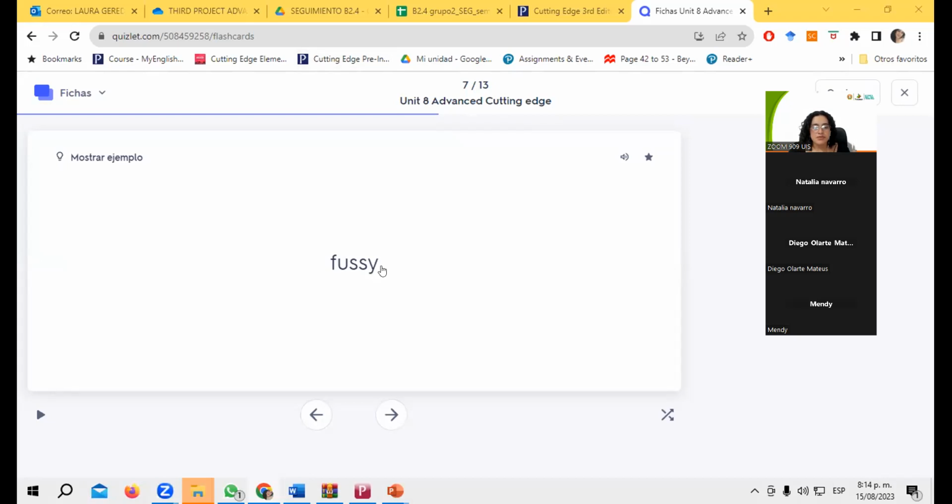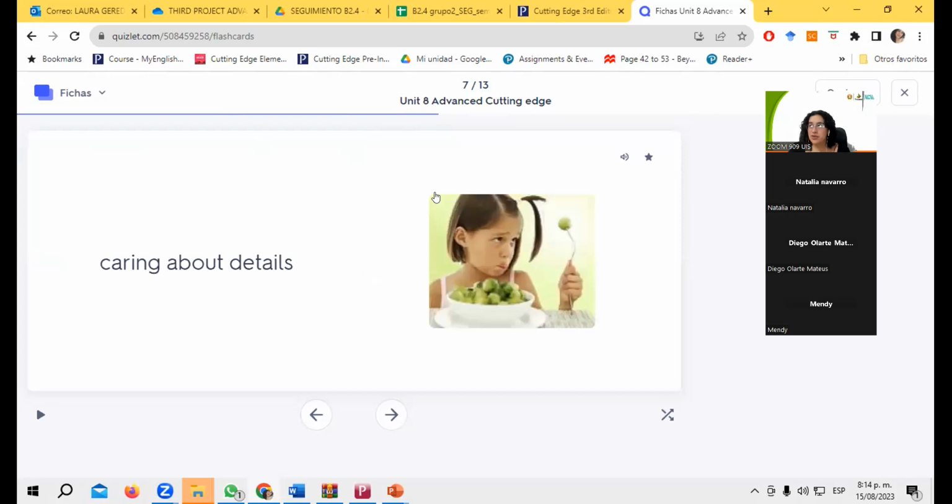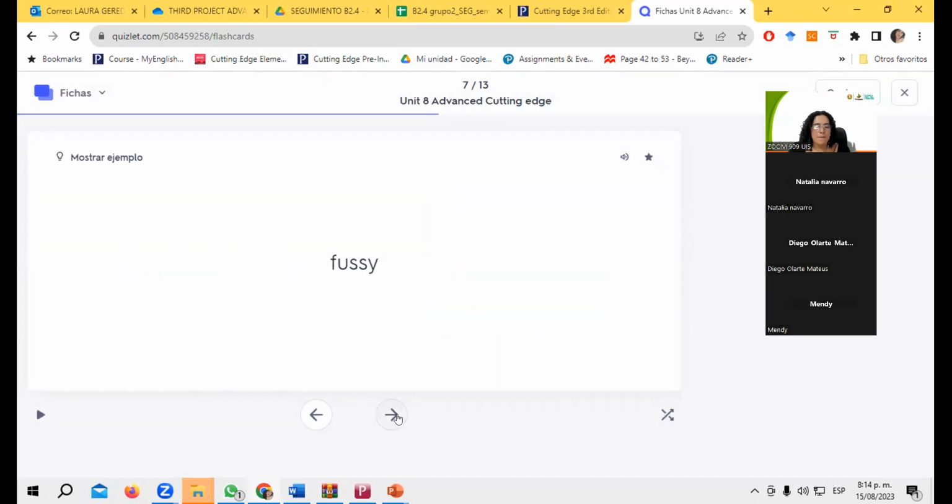Can I say in Spanish? Okay, go ahead. It's like quisquilloso. Yes, that's in Spanish, but the idea is to say it in English. So it's a person that is not easily satisfied. Yes, so problematic can be a synonym for fuzzy, a person that cares too much about the details, okay. Right, next, let's continue. We are in Natalia.